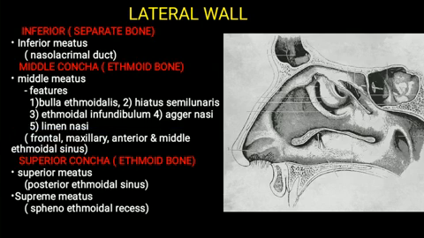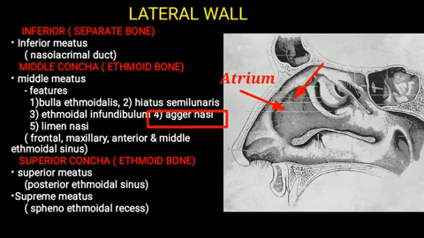Anterior to the middle meatus, there lies a depression which is called the atrium. This atrium lies above the vestibule. The atrium and the vestibule are separated by a mucocutaneous ridge called the limen nasi, while above the atrium there is one more mucosal ridge called the agger nasi. These are all the features present in the middle meatus.